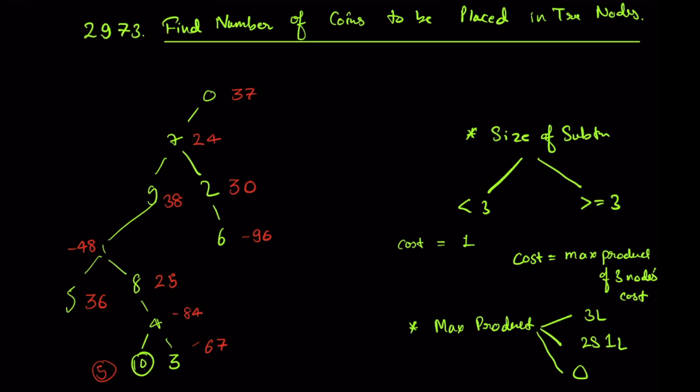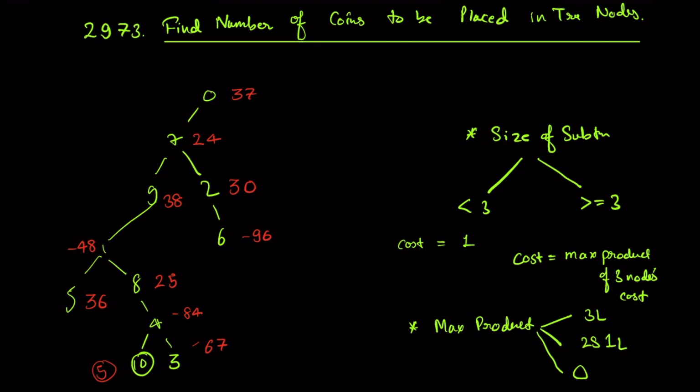And then for each node, we are given a cost. What we are asked in this question is to place some coins on each of the nodes. And how do you determine what will be the value of the coin? That is through two ways.